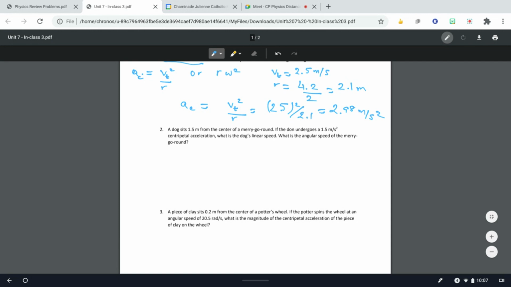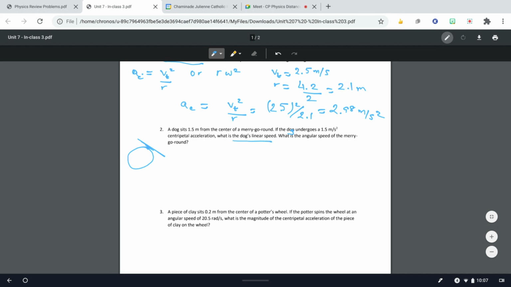Okay. Now for the second question, you've got a dog sitting 1.5 meters from the center of the merry-go-round. If the dog undergoes a 1.5 meter per second squared centripetal acceleration, what is the dog's linear speed, right? So linear, remember, linear was what? Linear is in a straight line. Tangential speed, when you're moving in a circle, is actually linear speed because it's speed at a given point, right?